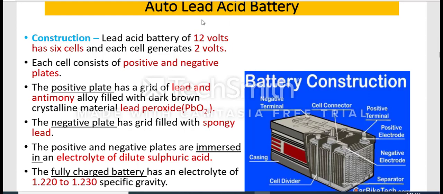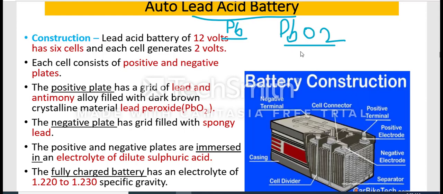Here we are using sponge lead, that is Pb, and lead peroxide, PbO2. This is lead peroxide and this is sponge lead. So a combination of these two plates is there. To convert chemical energy into electrical energy, these two plates are used in the lead acid battery. Such a device is known as a lead acid battery.